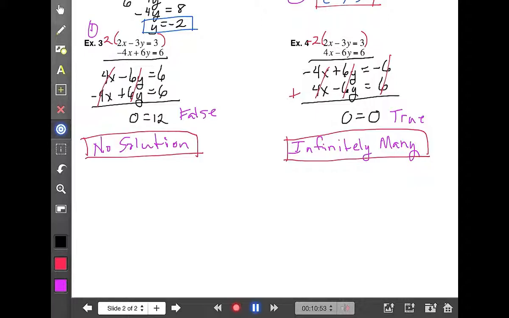Any questions about elimination? All right, you could have a word problem that involves elimination as well. You can make that choice when you get to that.